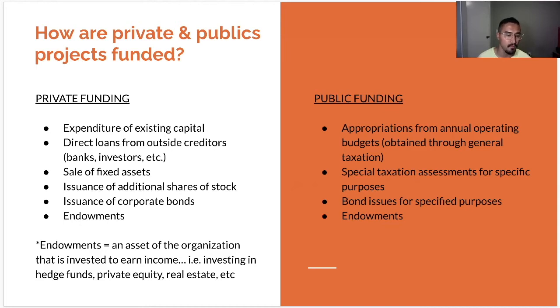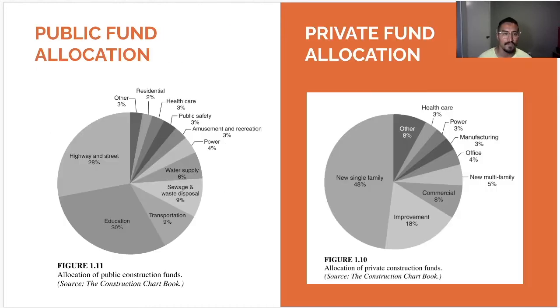Now the last 4 bullet points are for these larger companies that do have stocks and bonds. Endowments are basically assets of the organization that is invested to earn income, like investing in hedge funds, private equity, real estate, etc. Now public funding comes mainly from taxes. It can come from general taxation, special taxation for a specific purpose, bonds that are issued for specific purposes, and endowments.